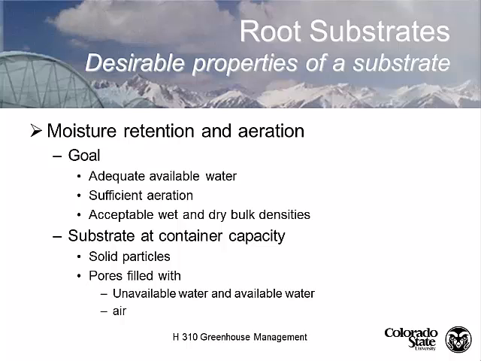So we want it to give us good structural support. We want to give air exchange. We want to give water exchange, it must hold enough water, must hold enough air. And in the pot, we've got solid particles and pore space, and that pore space is filled with air, water, and unavailable water. Unavailable water is that water that a plant can't pull. We call that wilting point, 15 bars.